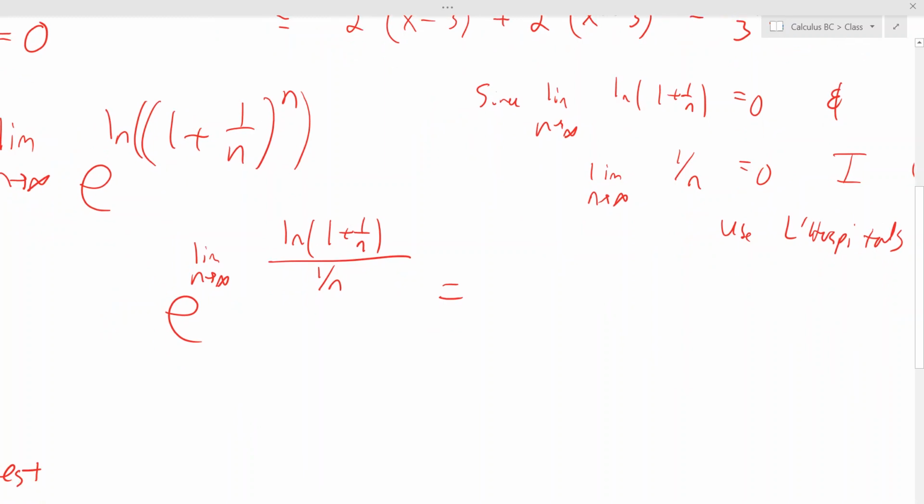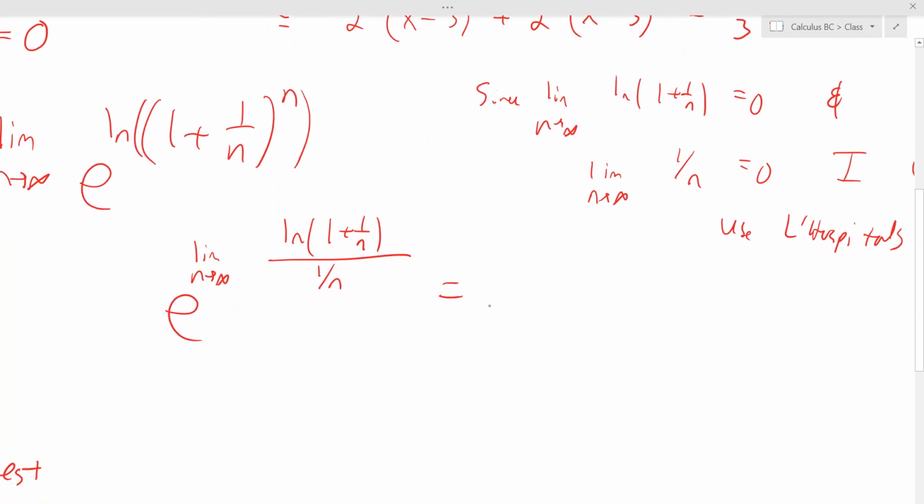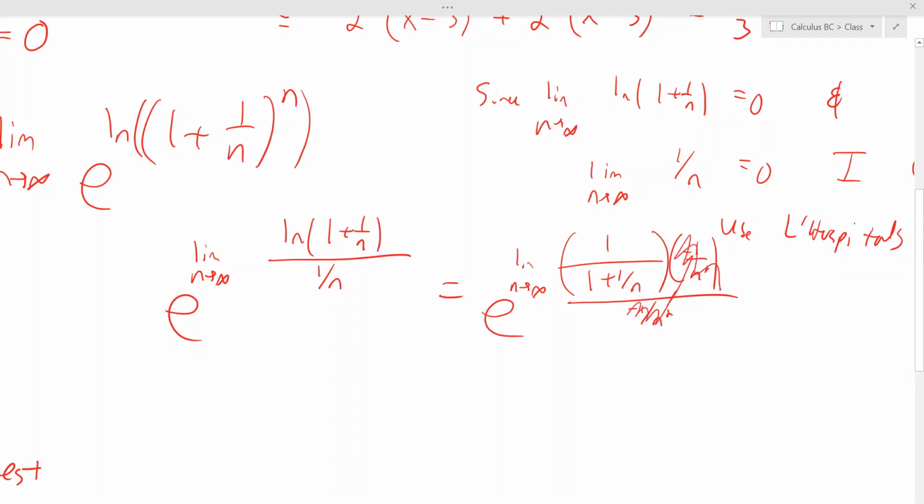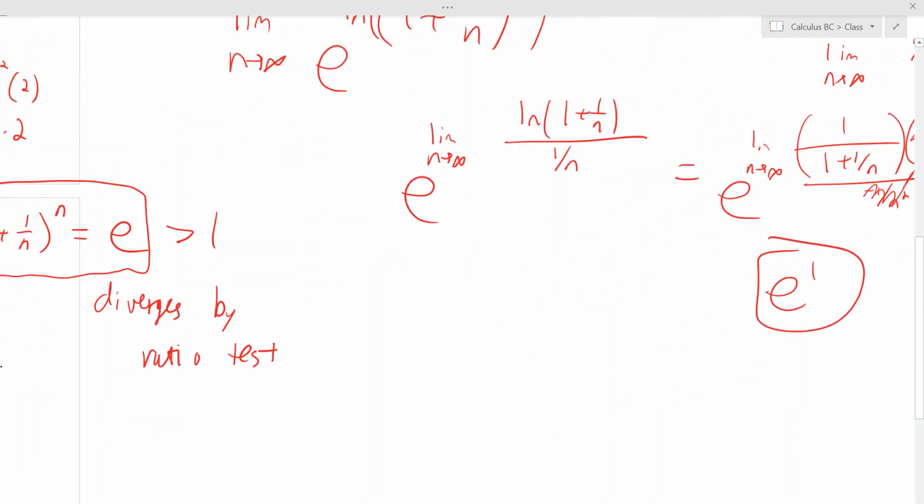Then you actually do it. This limit is equal to, it's still e, it's still the limit in the exponent because of the way we wrote things, but you get 1 over 1 plus 1 over n. That's the derivative of ln times the derivative of the inside, which is negative 1 over n squared, all over 1 over n squared. And all this junk cancels out. Goodbye. And as n goes to infinity, you get e to the first power. That's why it's e.